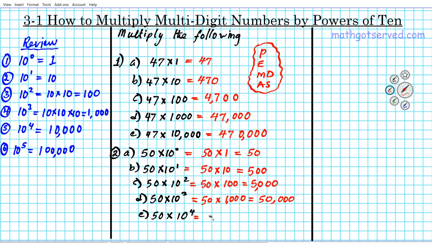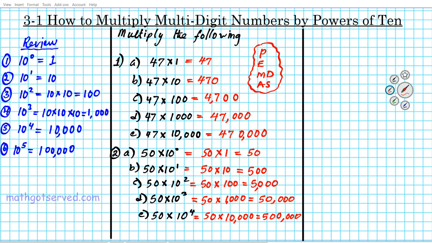Okay? And then one more for number 2. 50 times 10 to the fourth is 50 times 10,000, we're going to have 1 with 4 zeros. And then your final answer is going to be 500,000. So 50, and then you add on the 4 zeros there, you have a total of 5 zeros, 500,000. Okay? So there you have it.